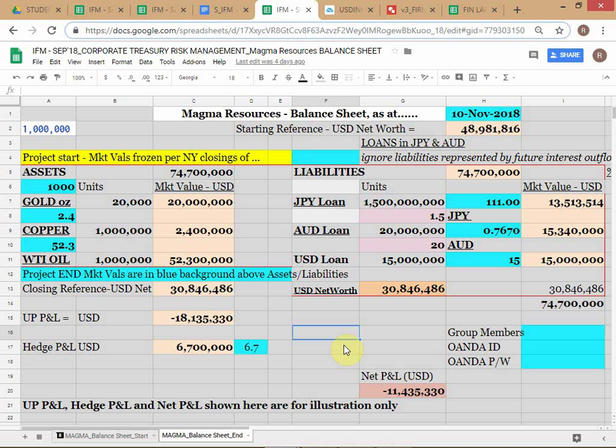Now you see this is 10th of November. So your project is going to end on 10th of November. The last trading day for the project is 10th of November. Obviously no one knows what the prices will be on the 10th of November, so I've just made some assumptions.